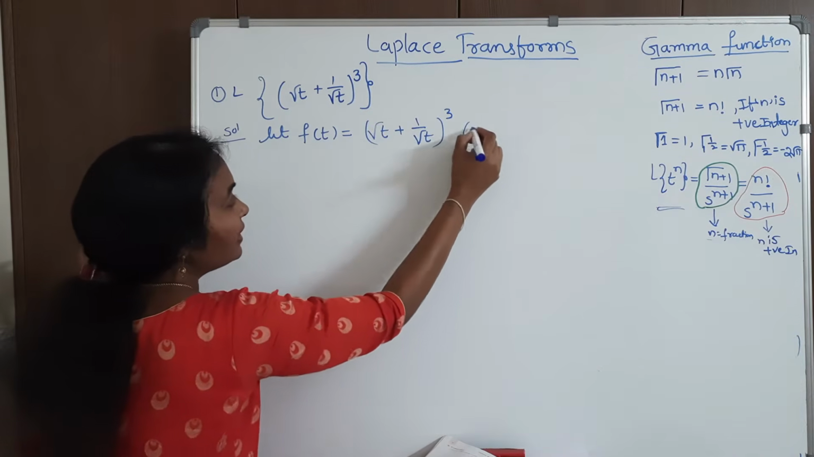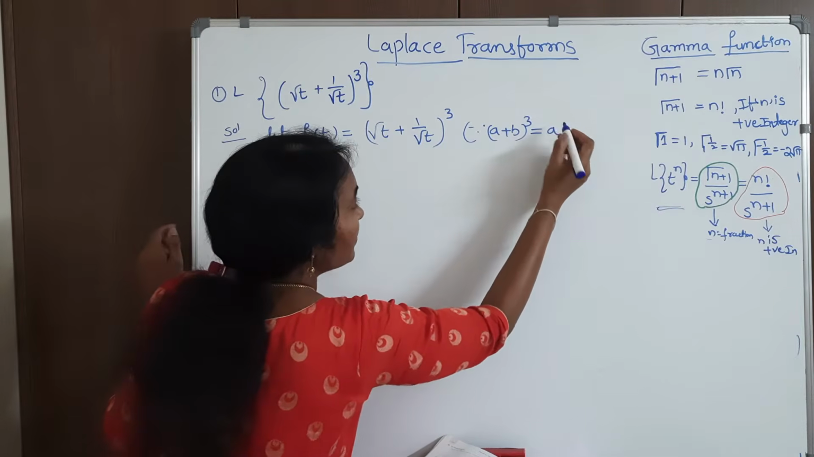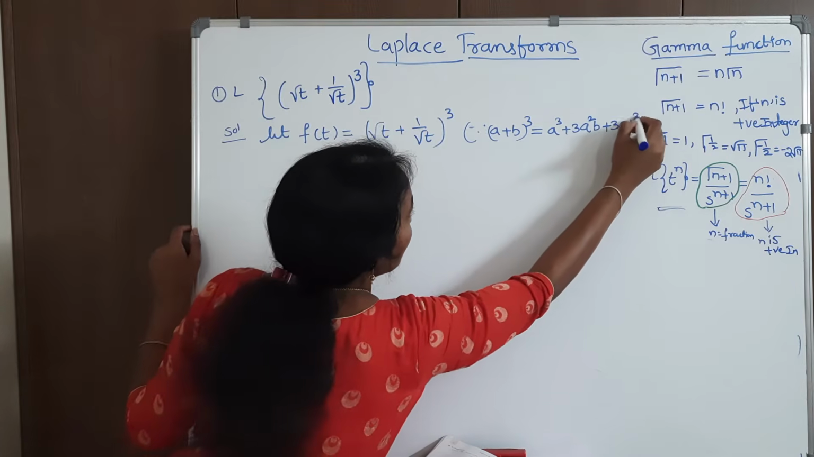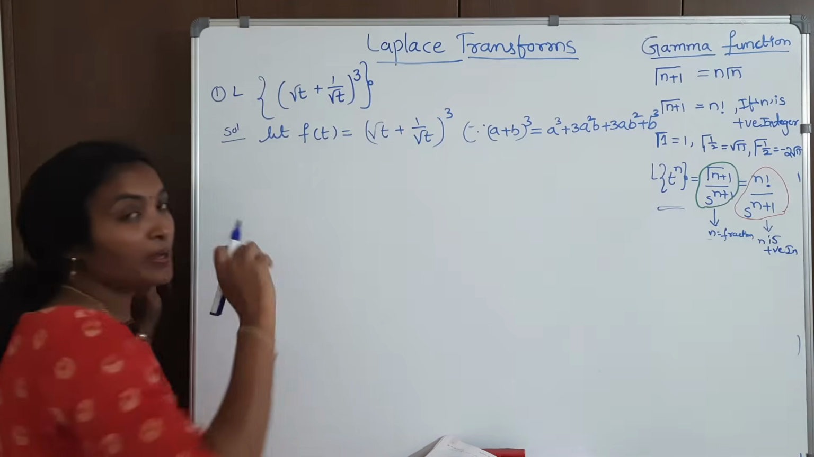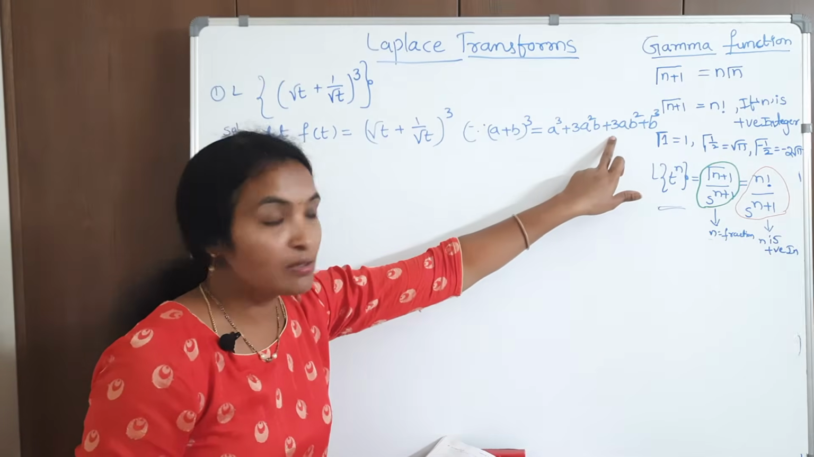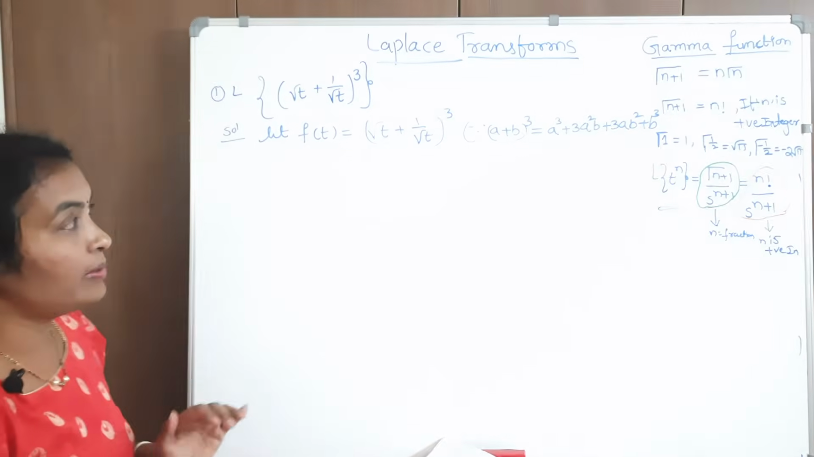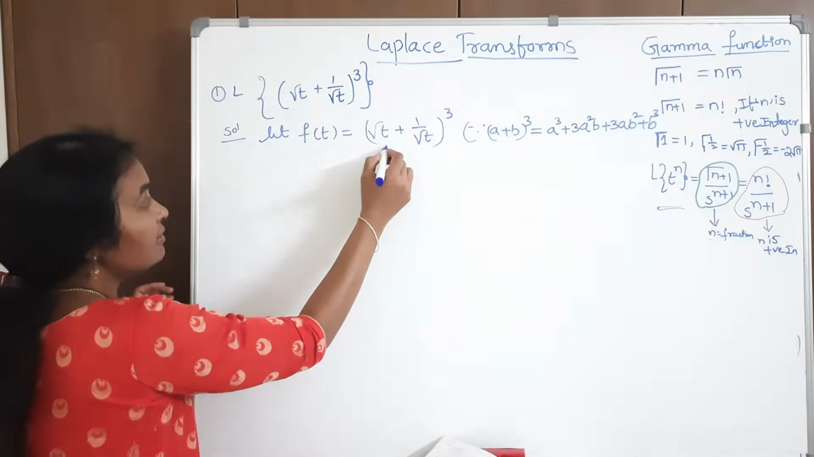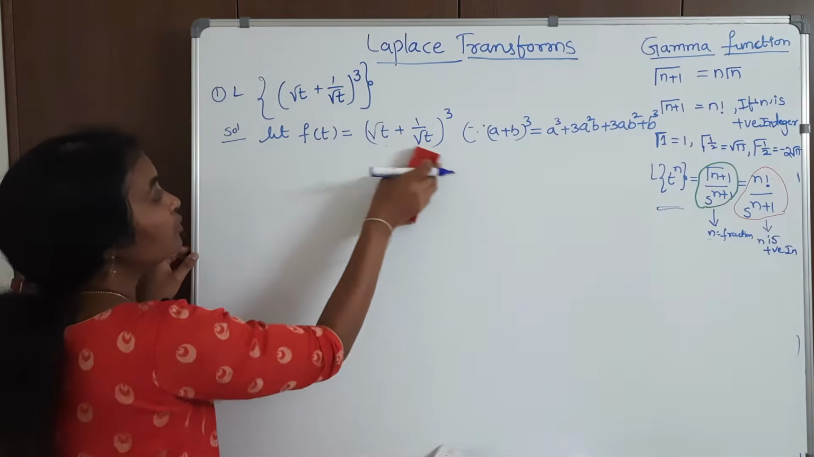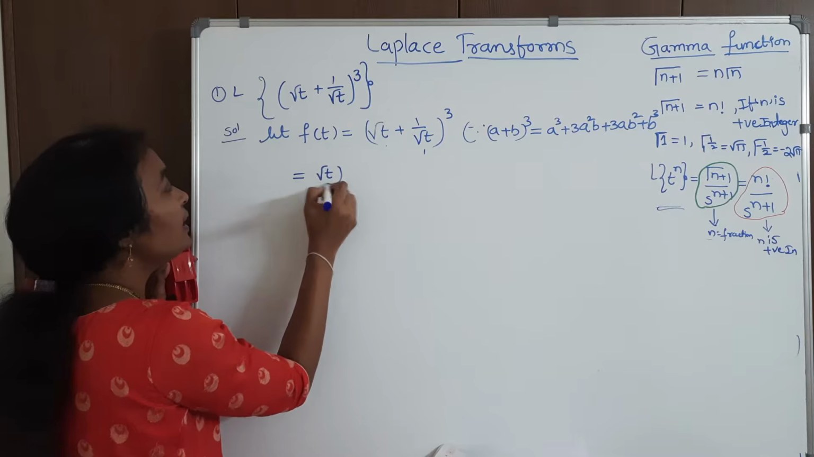We know that a plus b whole cube is a cube plus 3a square b plus 3ab square plus b cube. A minus b whole cube means a cube minus 3a square b plus 3ab square minus b cube. Okay, this is the principle. Here, what we have to do? Apply a plus b whole cube. This is our a and this is our b. Now apply. What happens to this? Come on guys, a cube root t whole cube.